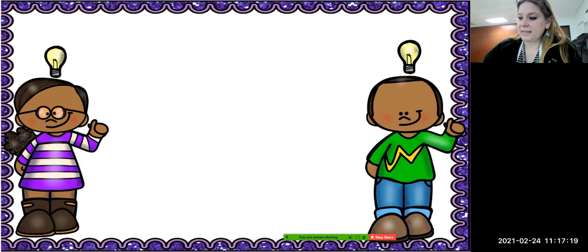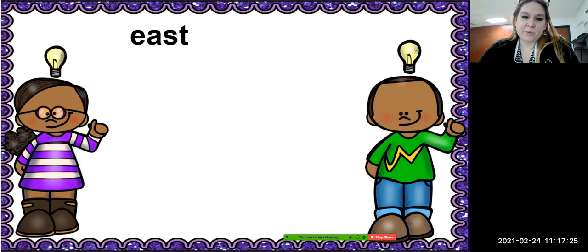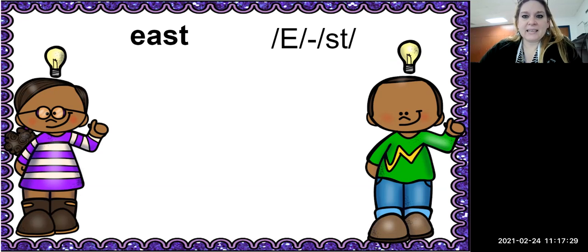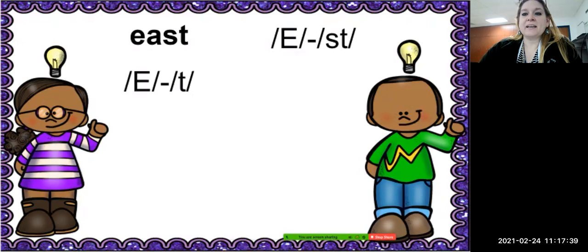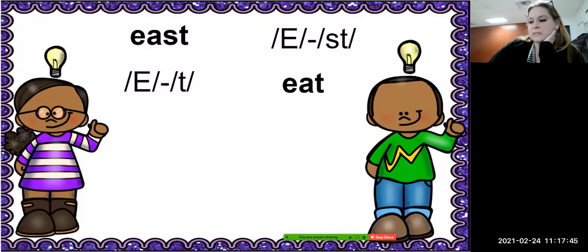Very good. All right, last sentence. Jean lived on the east side of town. So we have east, east. This is the blend, the st. We're going to take that away, and now we just have eat. What is the new word on the curve? It is eat. Very good.